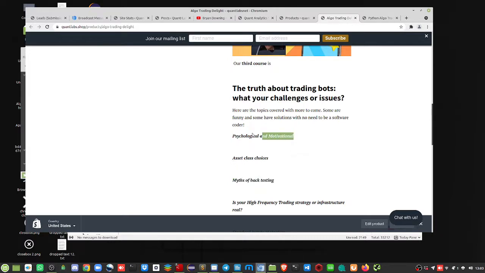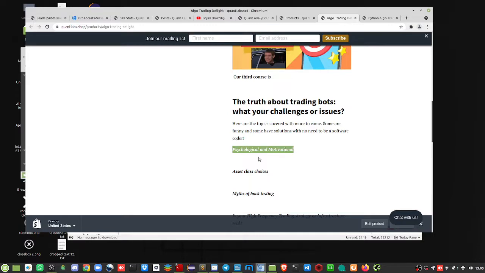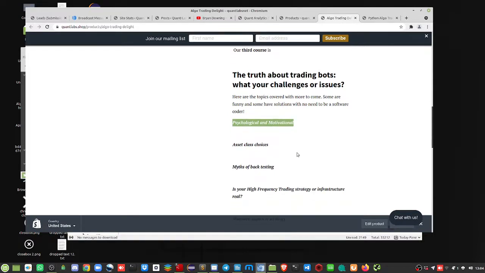Another thing is when it comes to psychological and motivational, covers things like how to stay in the game and not get discouraged. A lot of people, especially younger people, want quick returns, like rags to riches, like by tomorrow. Let's get real. That's not possible. So if you feel that you're not able to do that, we cover that just to keep you in the long game.